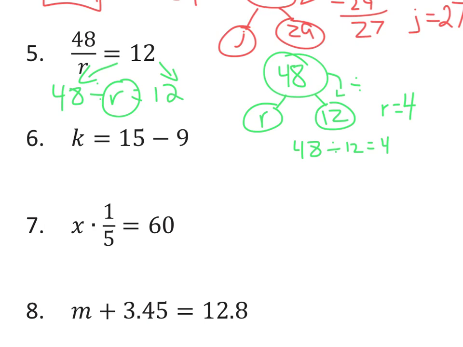Number 6, we've got k equals 15 minus 9. I like how this one's already perfect. We want this just like this. The variable by itself and the numbers that we can solve part of the problem by itself. And 15 minus 9 is 6, so k equals 6. That one should have been like a breath of fresh air.